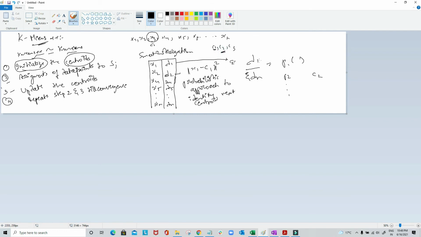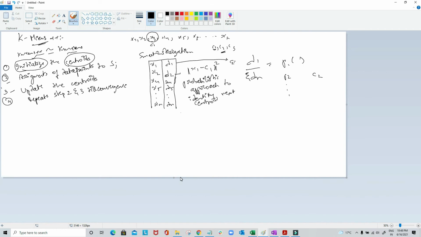So here also outliers can impact K-means plus plus, but as we are taking the probabilistic approach, it would be limited. So that is K-means plus plus.